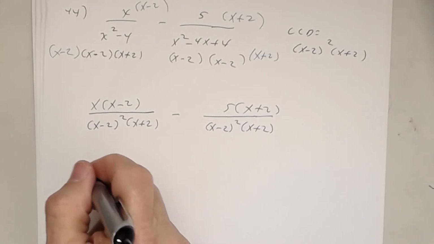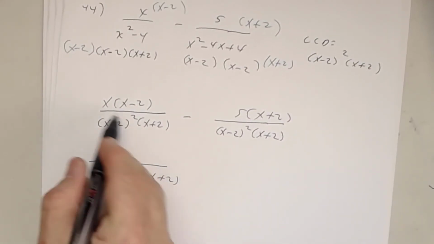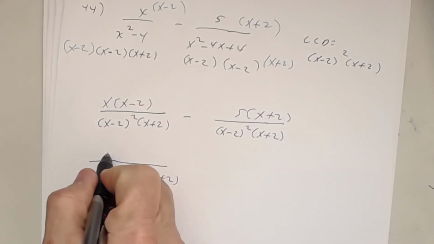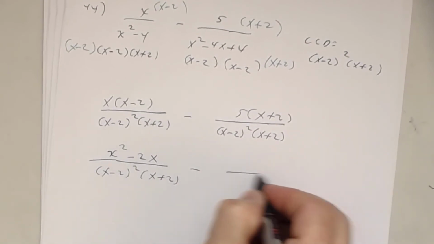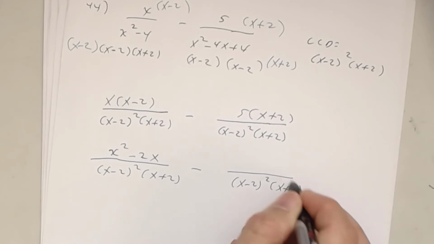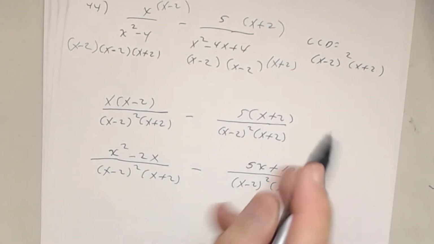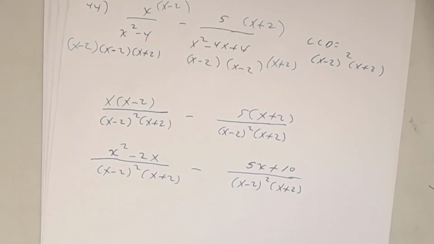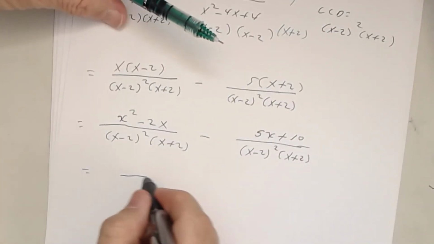So this becomes x minus 2 squared times x plus 2. What's this numerator going to be? X squared minus 2x. Okay, and then you subtract this fraction. All right, what's this numerator going to be? 5 times x plus 2. Plus 10. All right, what's the next step? Well, y is one fraction though, right?